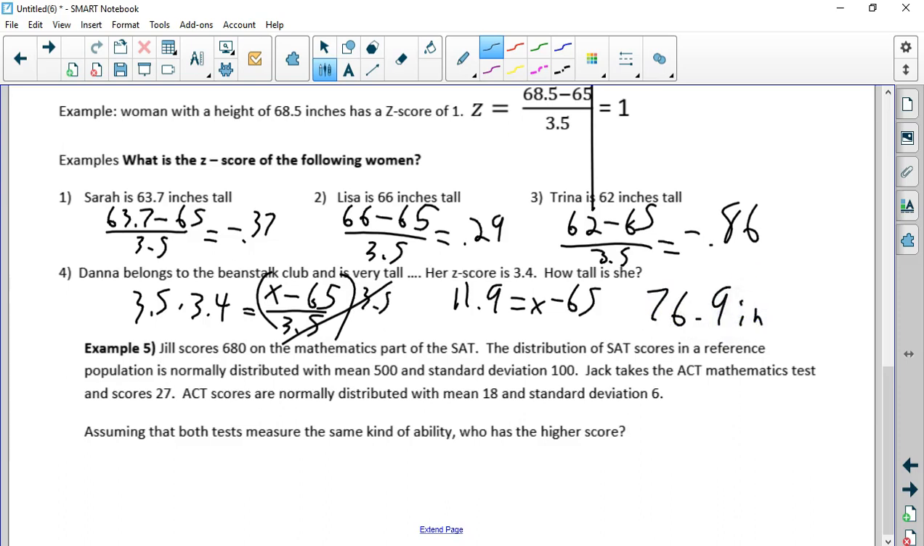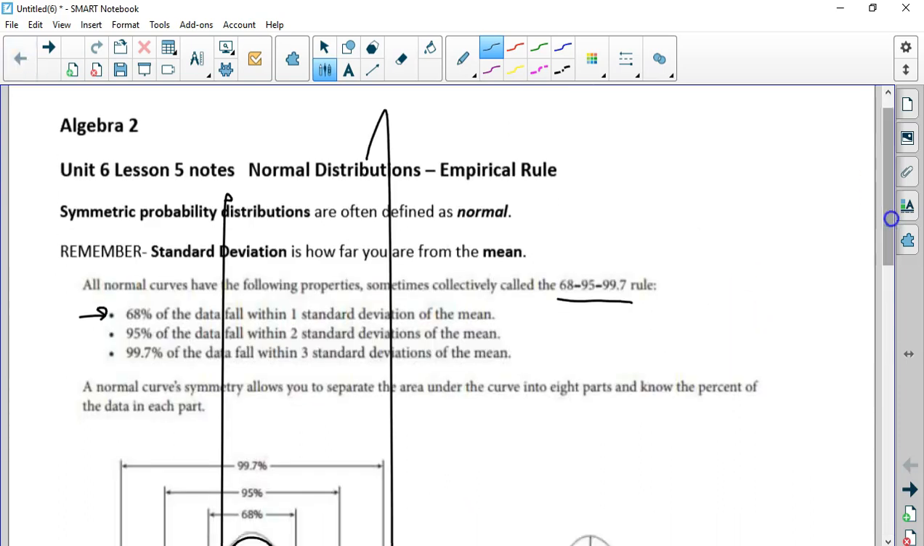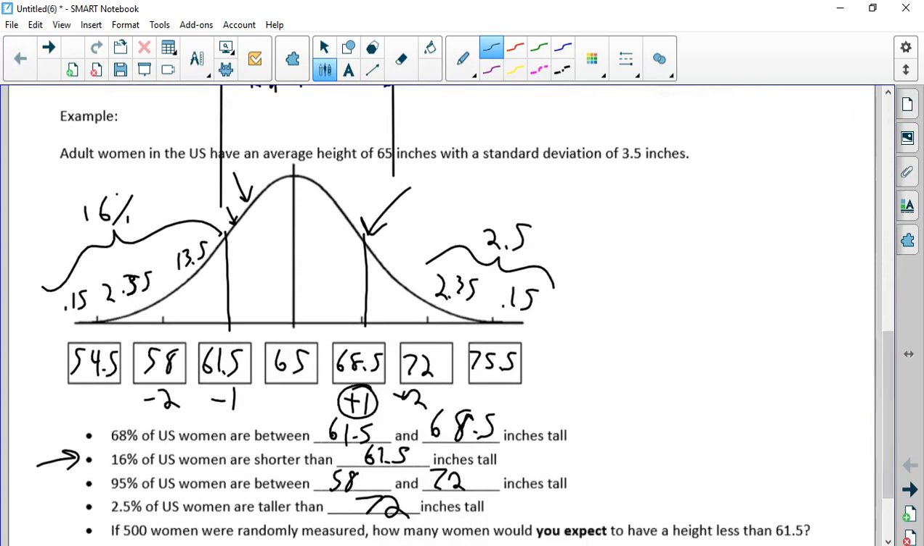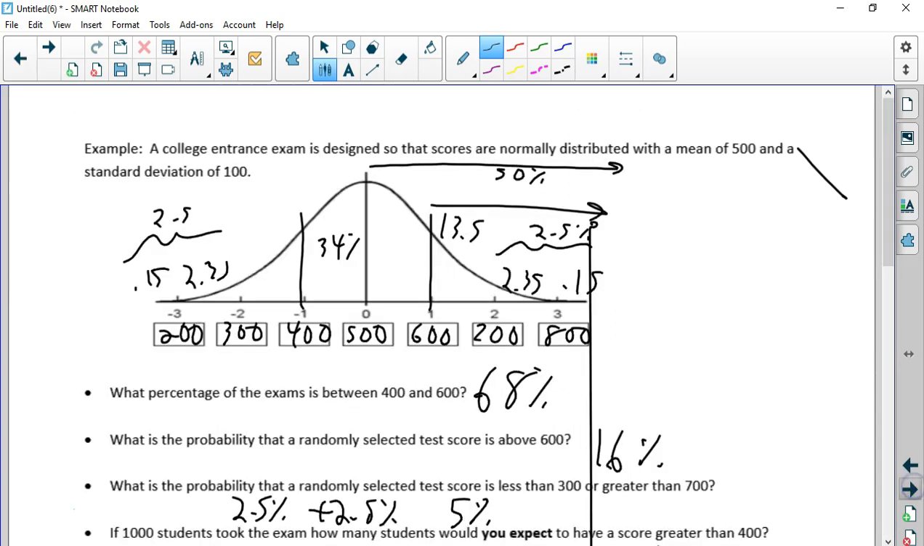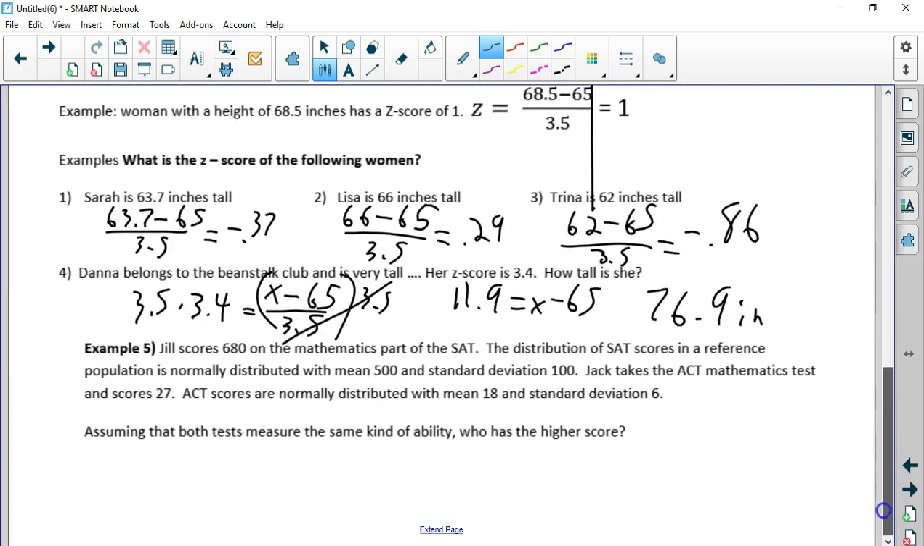And again, let's just look real quickly. Where is that, 76.9 inches? Well, our last standard deviation of 3 is 75.5, so she's somewhere out here. And if this is plus 3, 3.4 makes sense. So I hope you're seeing the connection between the z-score and the location on the graph. Okay, last but not least, almost done.